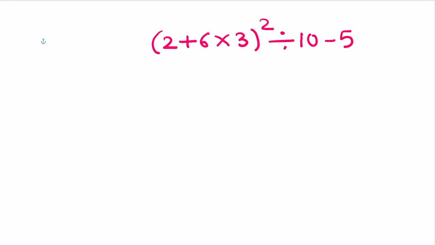The given example is (2 + 6 × 3)² ÷ 10 − 5. How do we solve this example to get the final answer? First we will learn the BODMAS rule, then we will solve this example using the BODMAS rule.